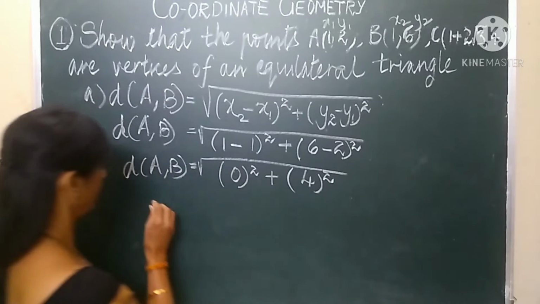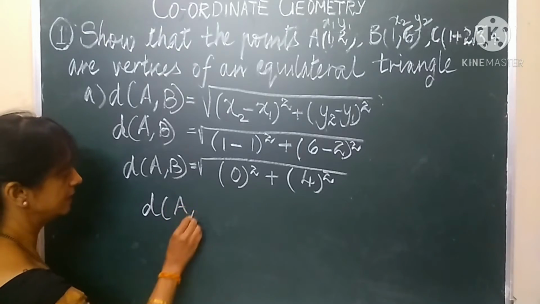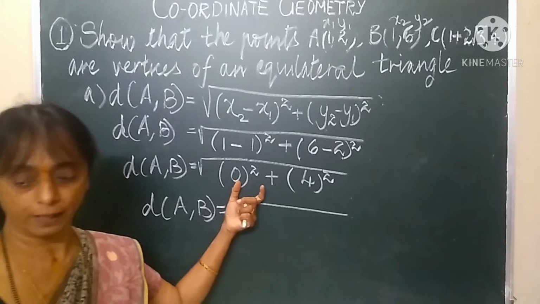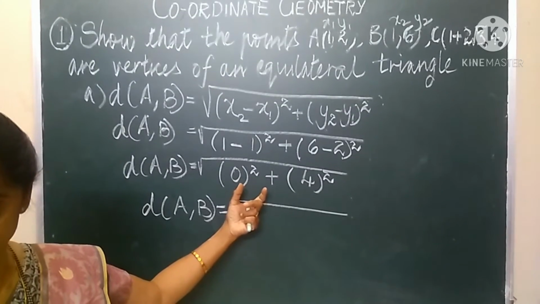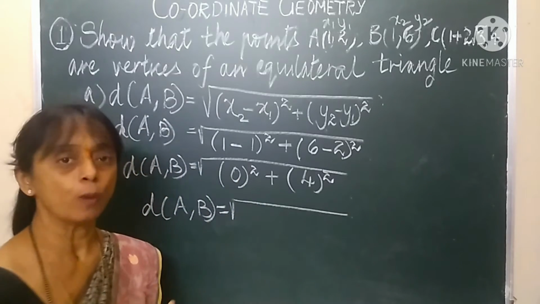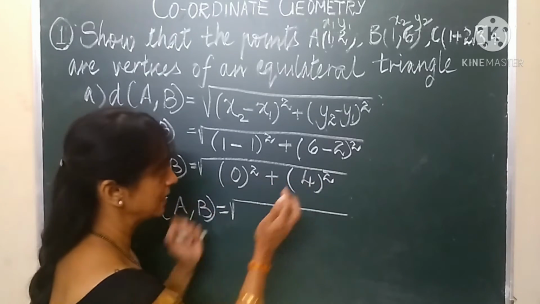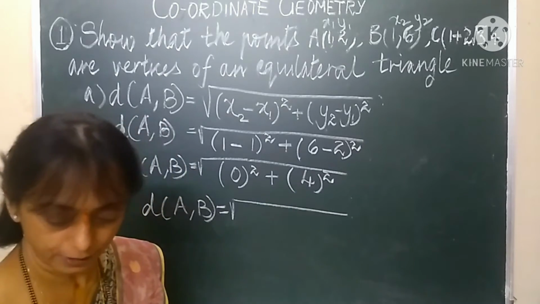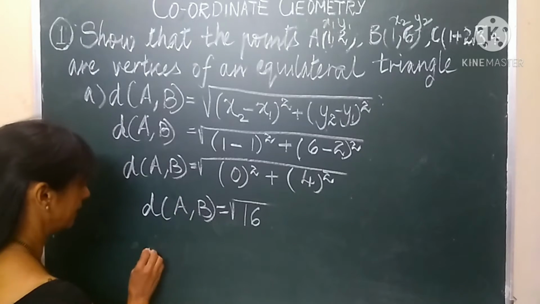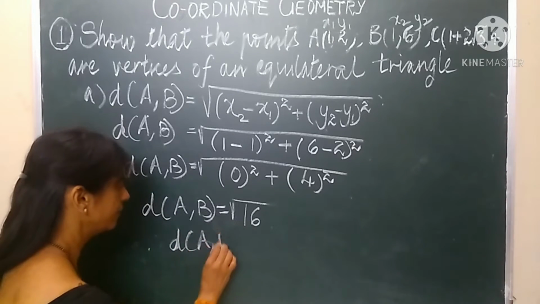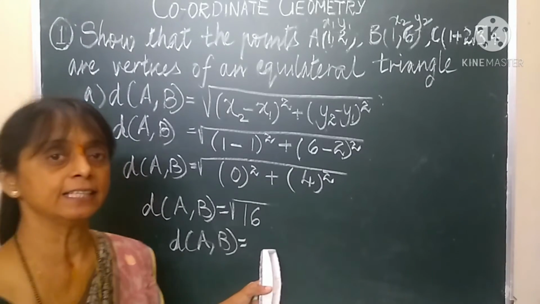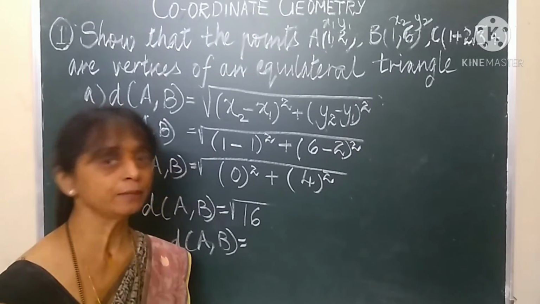So 4 square. Therefore, distance AB will be equal to square root of, now 0 square is 0. So 0 square which gives you 0 and 0 value can be discarded. So you are just left with 4 square, that is equal to 16. Thus, distance AB will be equal to, definitely now children, root of 16 is plus 4 and minus 4.